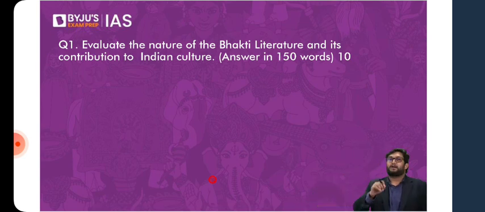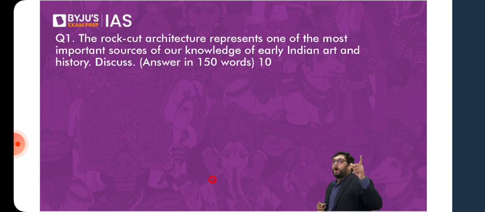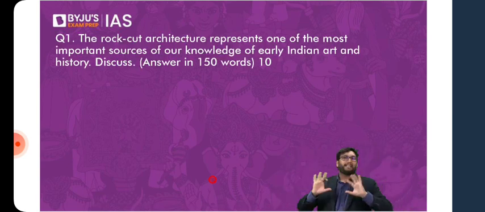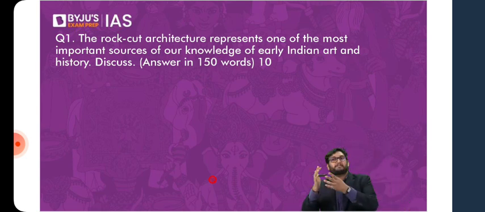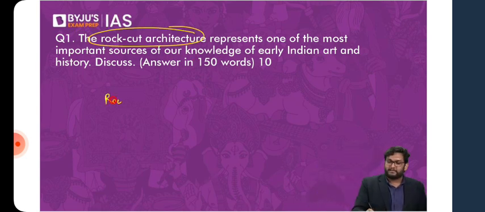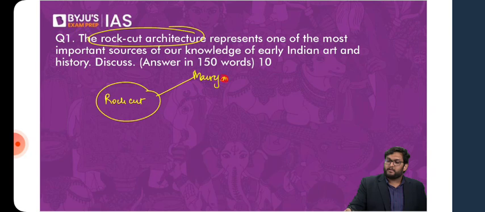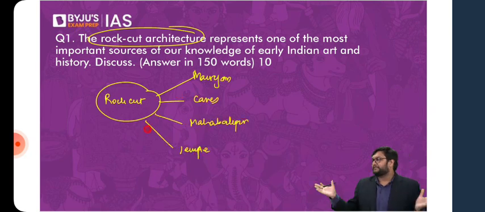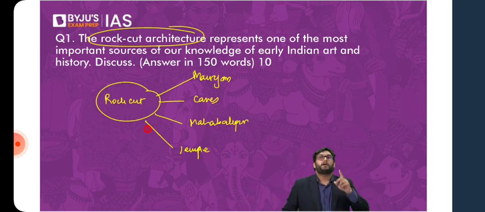Then, rock cut architecture represents one of the most important sources of our knowledge of early Indian art and history. Discuss. Now, this question is not asking about any specific thing, not about any specific concept. What is it asking about? Rock cut. Where have we seen rock cut architecture? We've seen it in the Mauryan period. We've seen it in caves. We've seen it at Mahabalipuram. We have seen it in temples. We have seen it in different aspects. And is rock cut architecture important? Yes, it is important. Rock cut architecture gives an insight into the Mauryan period, into the post-Mauryan period, about Buddhism, about Jainism, about religion, about Pallavas, about what we call post-Gupta temple building.